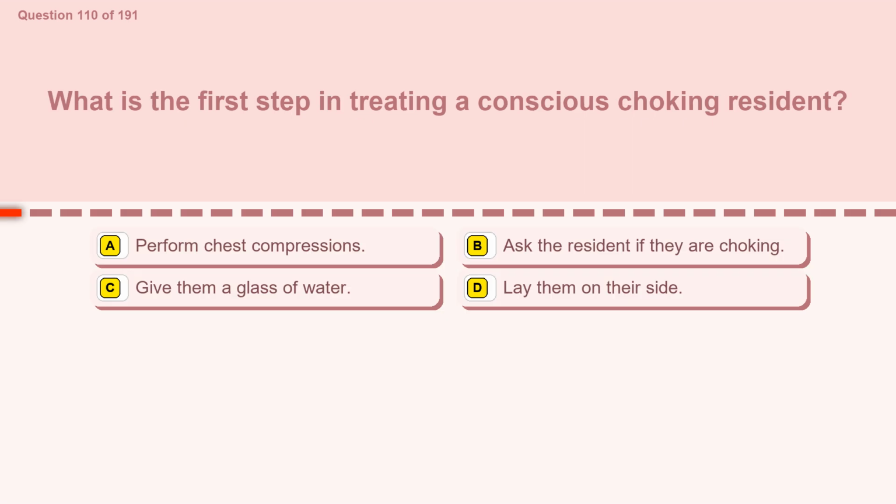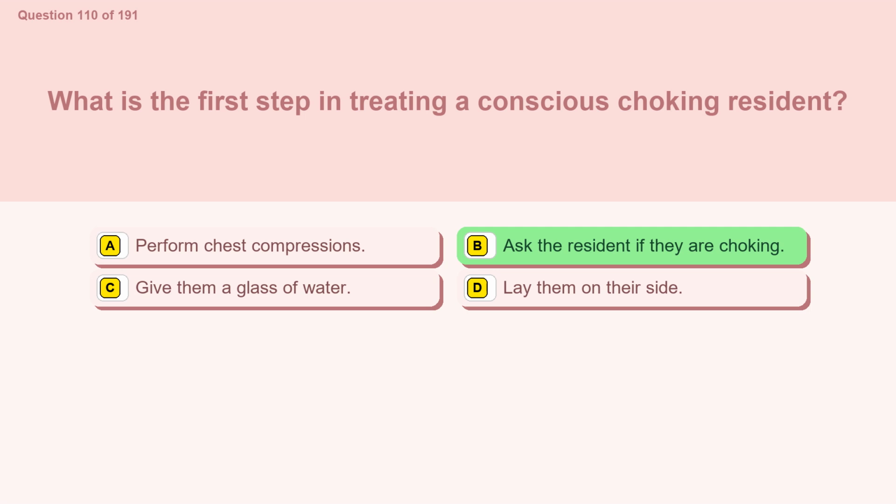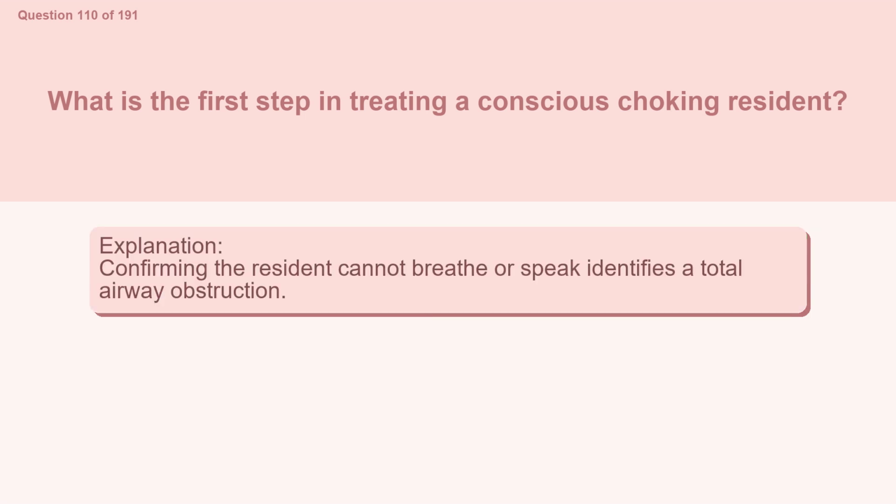Question 110. What is the first step in treating a conscious choking resident? Option A, perform chest compressions. Option B, ask the resident if they are choking. Option C, give them a glass of water. Option D, lay them on their side. The correct answer is option B, ask the resident if they are choking. Confirming the resident cannot breathe or speak identifies a total airway obstruction.